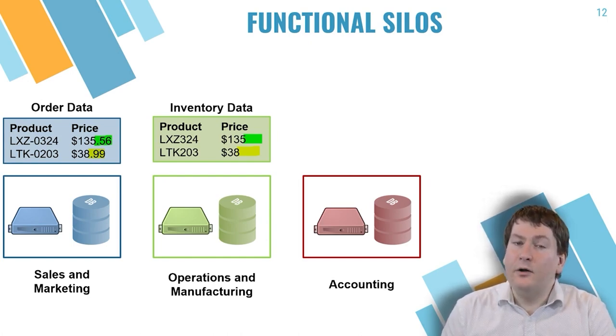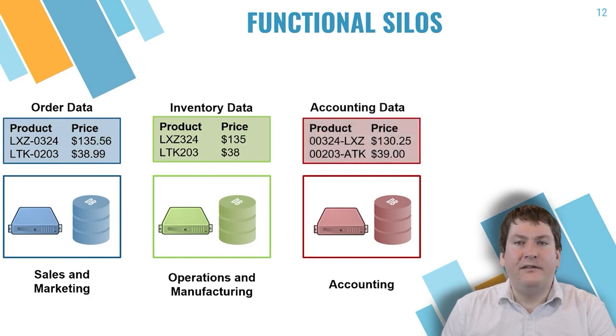But wait, it gets a little bit worse. Our accounting system has to handle the accounts receivable procedures for this order, and it has its own database and its own copy of this data. And if we have multiple copies of the same data, we may start getting inconsistencies, or as we like to call them, data integrity issues. In this case, the product code and the prices in the database are inconsistent with the sales system, as there's no communication between these systems to keep everything in sync.